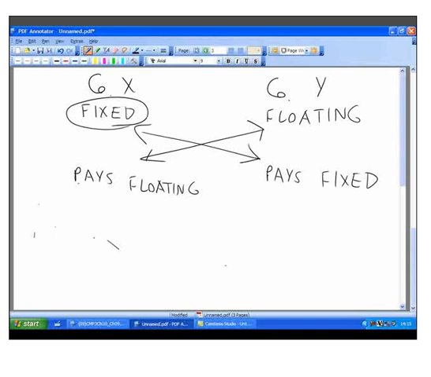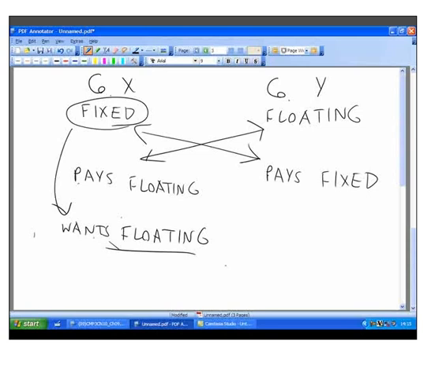There's going to be documentation, paperwork and fees and so forth. It may well be quicker and easier to simply do a swap, to find another company that wants to swap with them, or there are organised markets where you can locate counterparties for these deals. So that's one reason why you might do a swap. You might just want to switch your type of borrowing quickly and easily.